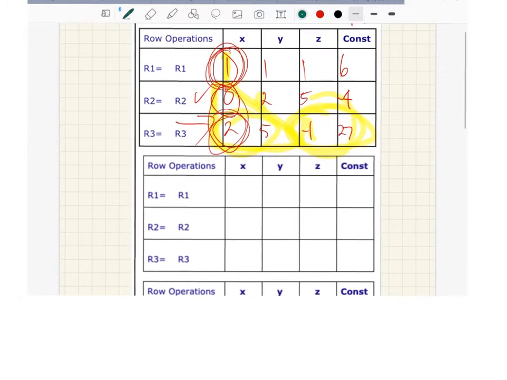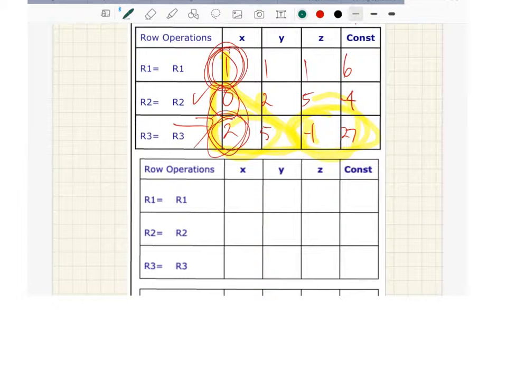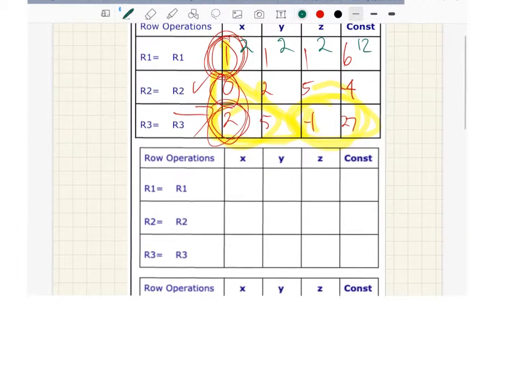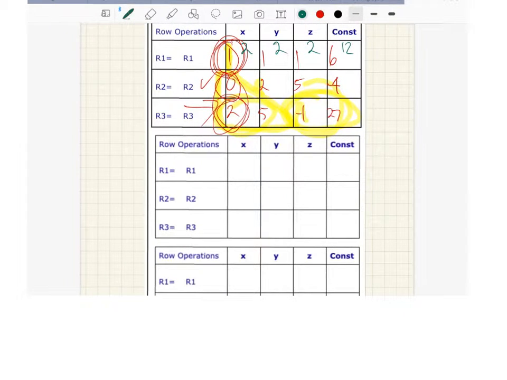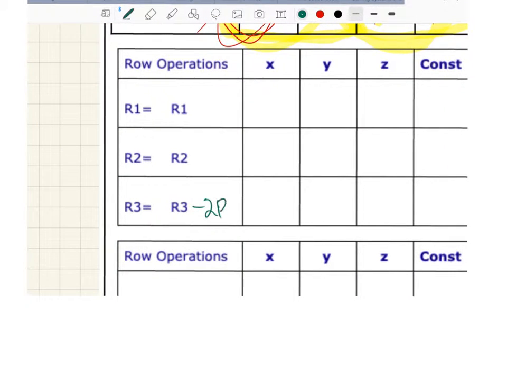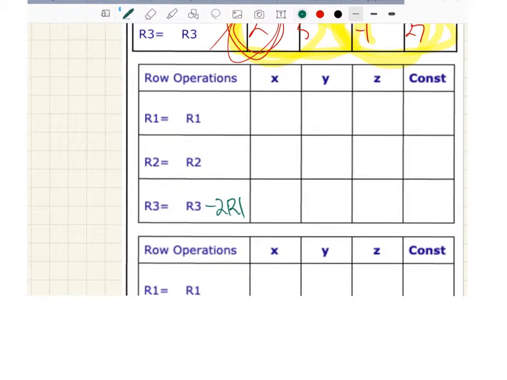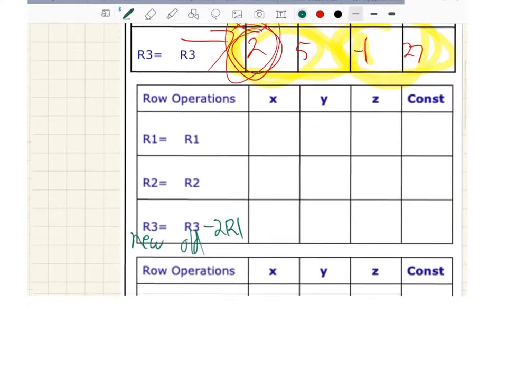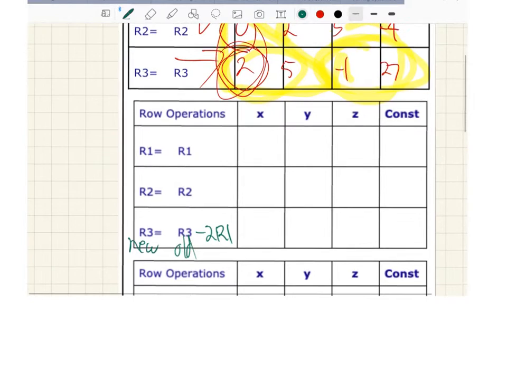So what I'm going to do is double the first row. So that 1 is going to become 2, that 2 is going to become 2, double of 1 is 2, double of 6 is 12. So what I'm doing now is I go to R3, and R3 is going to be R3 minus 2 of R1. So the new R3 is the old R3 minus double of R1. And what that does is that's going to get us 0.